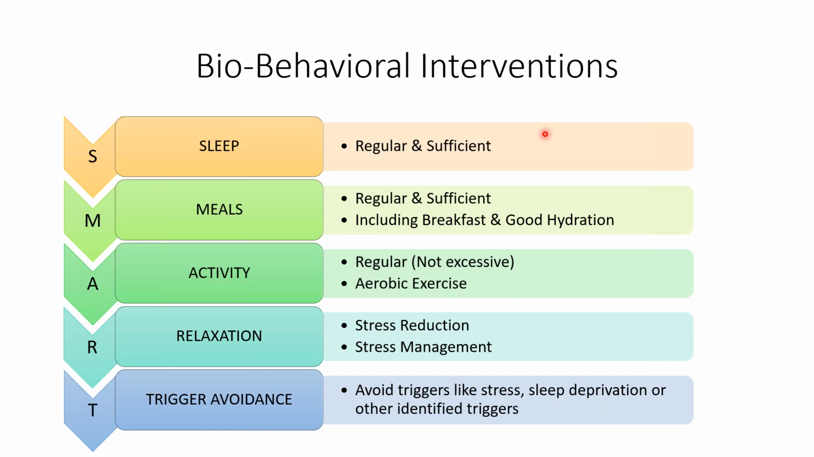The child needs to have regular activity which may not be excessive. Aerobic exercise is preferred. Child needs to have some relaxation methods like stress reduction, stress management, and the most important, that is avoidance of known triggers, avoidance of stress, sleep deprivation, and any other identified trigger.